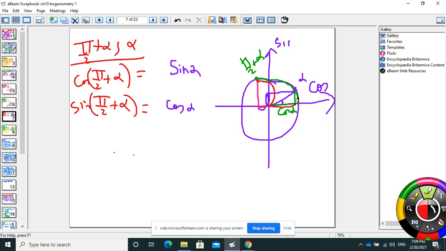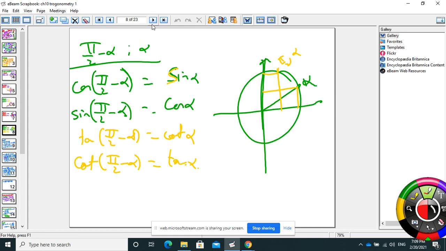Okay? So all I do is I know that for pi over 2 plus alpha, cosine becomes sine, sine becomes cosine. But I need to see if the sign is positive or negative. Pi over 2 plus alpha is here. The cosine of it is minus. The cosine is negative, so it should give me a negative answer. The sine of pi over 2 plus alpha is a positive answer because sine is positive, so it's plus cosine alpha. Cosine pi over 2 plus alpha is a negative answer, it gives me minus sine alpha. Sine pi over 2 plus alpha is positive, it gives me plus cosine alpha.